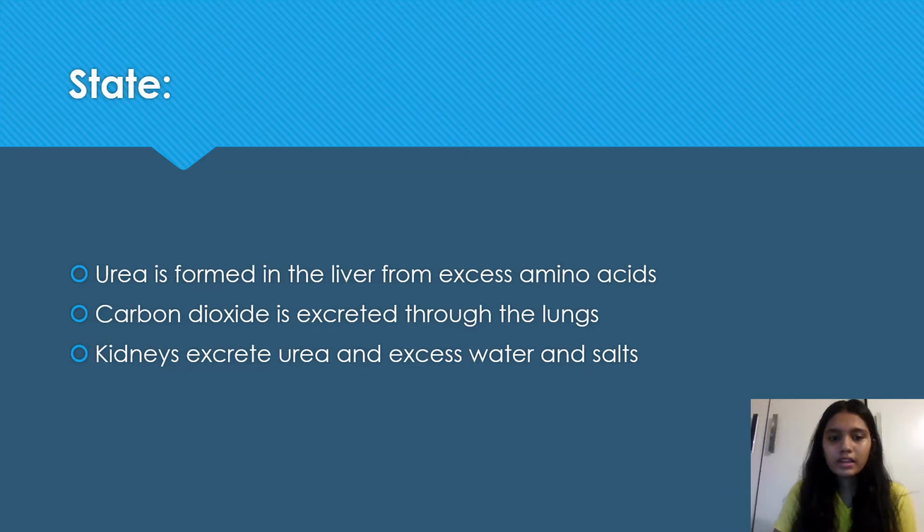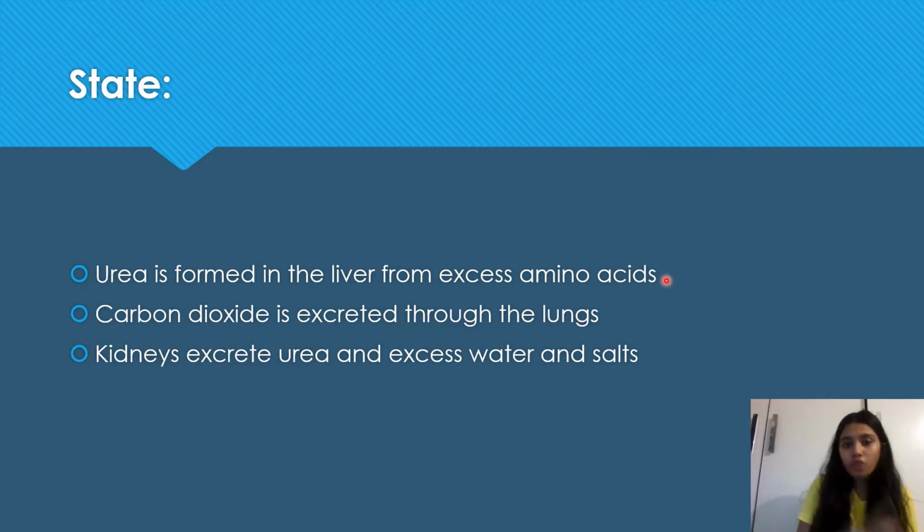Okay, so the first three things you're supposed to be able to state in the chapter is that urea is formed in the liver from excess amino acids. This happens in a process called deamination. But what you need to be able to state is that the liver is where urea is formed, and urea is formed from excess amino acids. Excess means in surplus, in extra supply. So when there are excess amino acids, the liver deaminates them to form urea. Okay, we'll learn that whole process.